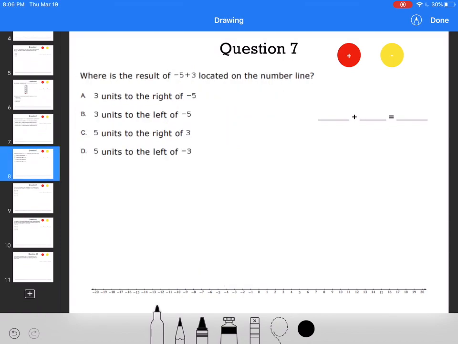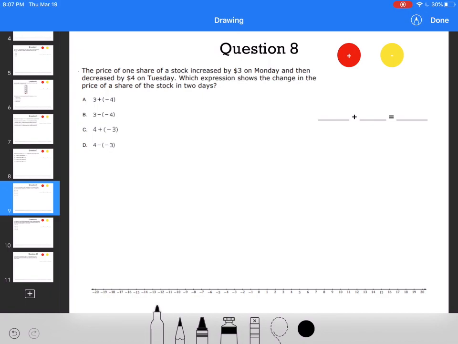Question 7. Where is the result of negative 5 plus 3 located on the number line? So I'm at negative 5, and I'm going 3 in the positive direction. 1, 2, 3. So I'm at negative 2, so that's 3 units to the right. So it would be 3 units to the right, so I know I can eliminate B and D. Because I started at negative 5 and I went 3 units to the right. So my answer should have been A.